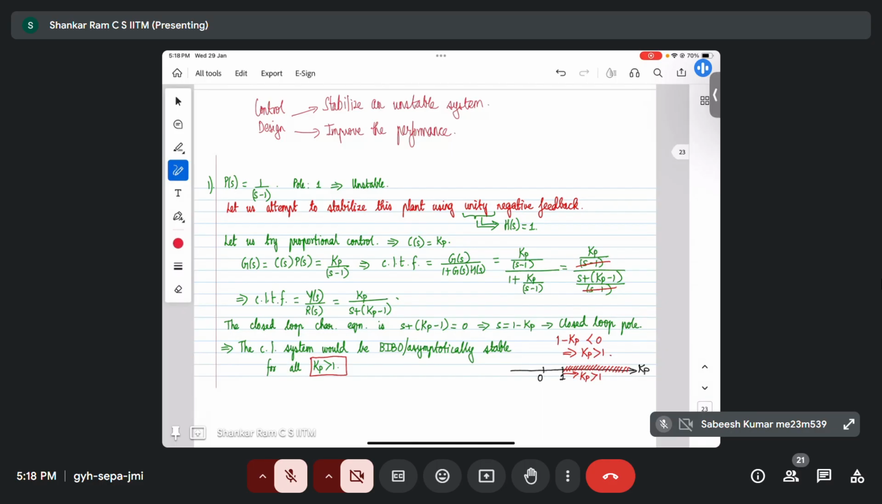Now let's start looking at some examples, very simple examples. Let's say we take a plant or a system which is a first order system.